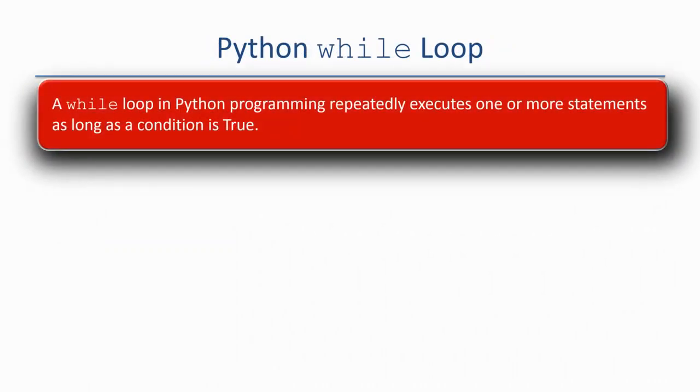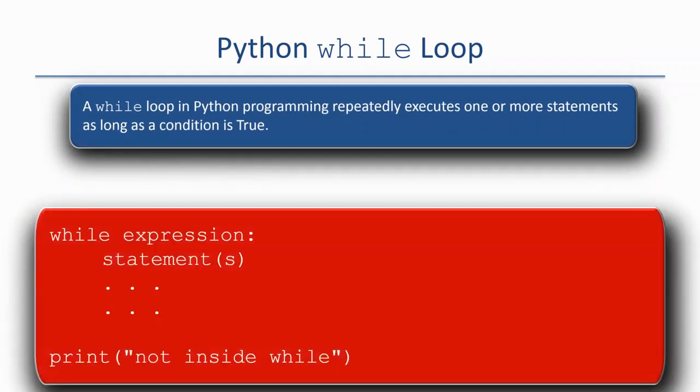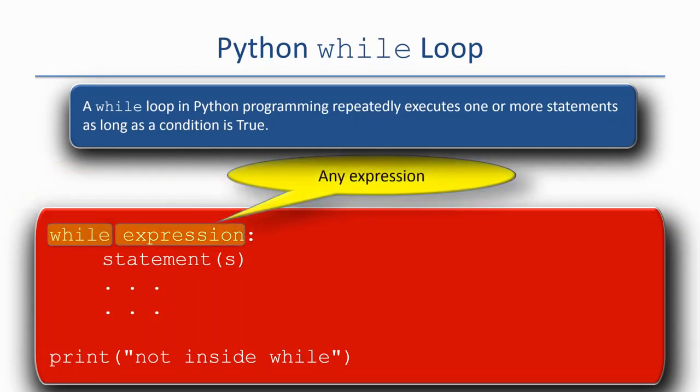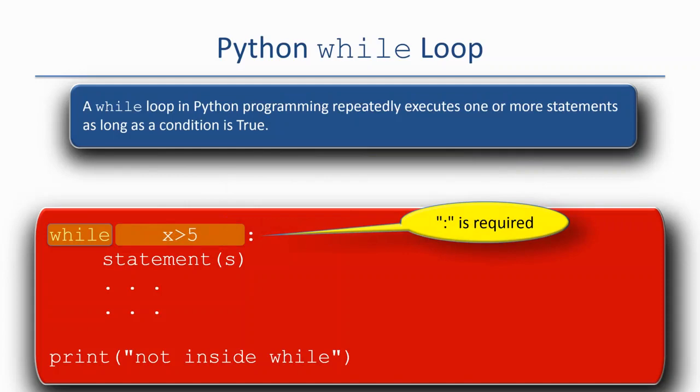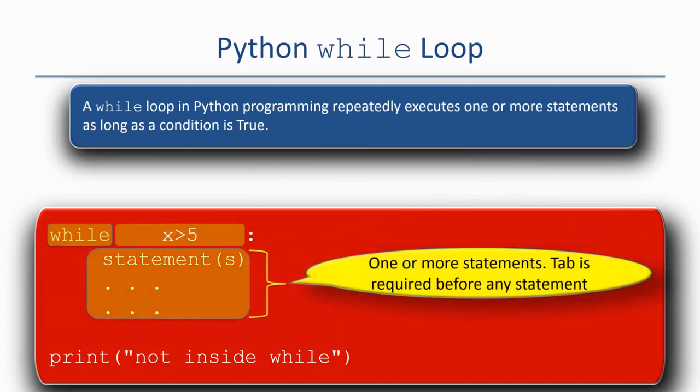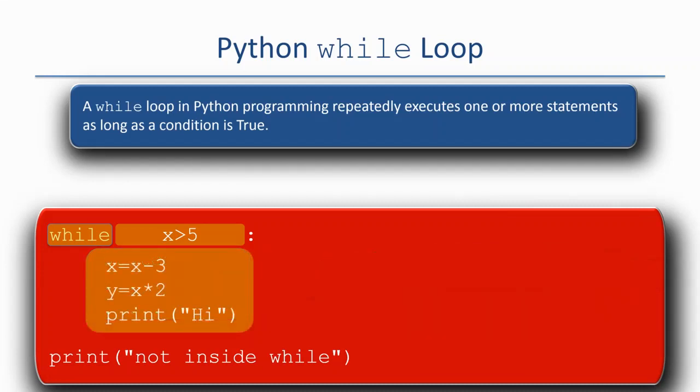A while loop in Python programming repeatedly executes one or more statements as long as a condition is true. Here is the format of the while loop in Python. It starts with the keyword while. In front of the keyword, you can put any expression which evaluates to either true or false. Next, put a colon after it, which is required. Next, one or more statements. Again, remember tab is required.